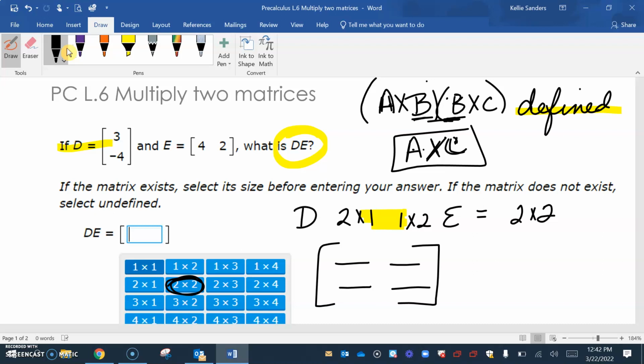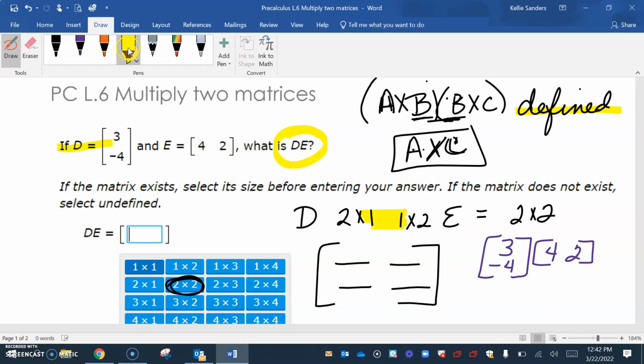All right, so now we have to go through how we are going to multiply these. Let's change colors. Multiplying matrices is not commutative, which means you cannot put the second one first or the first one last.